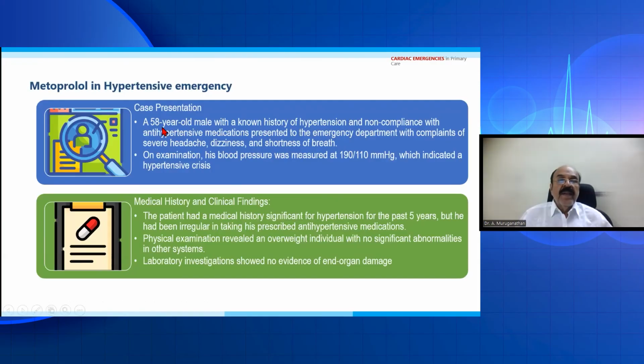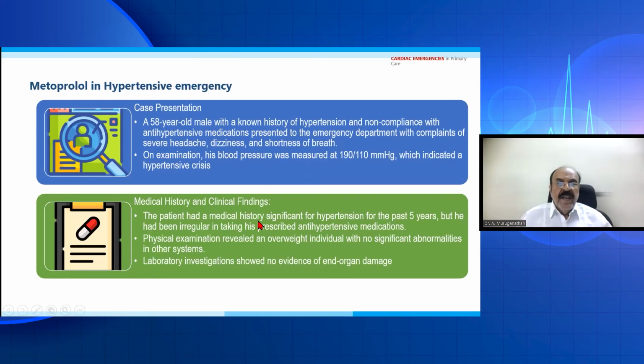This is a 58-year-old male with a known history of hypertension, non-compliance with antihypertensive medications, who presented to the emergency department with complaints of severe headache, dizziness, and shortness of breath. On examination, the blood pressure was 190/110, which indicated hypertensive crisis.